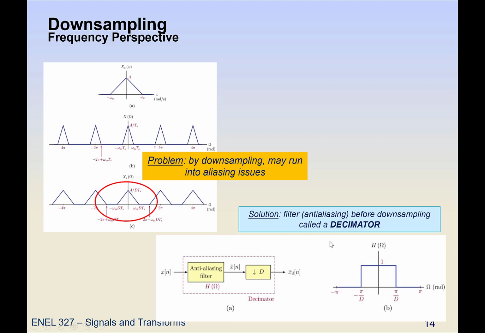called a decimator. And ideally that anti-aliasing filter would just look like that. So imagine we're taking that spectrum and just filtering out that lowest portion of it. And hopefully that should avoid these problems.